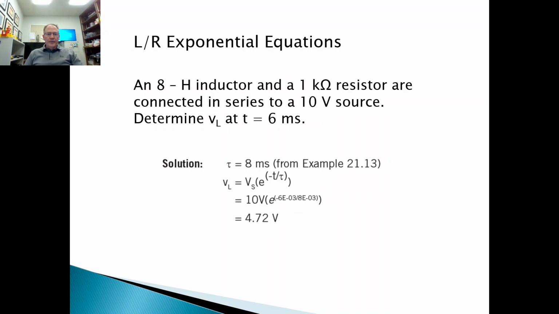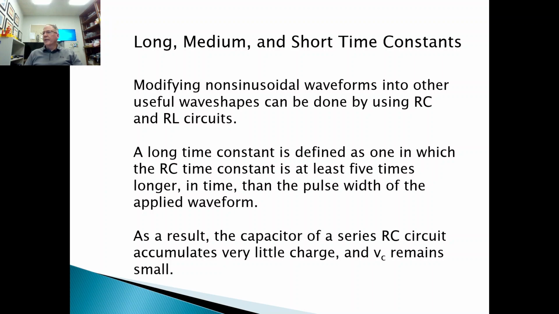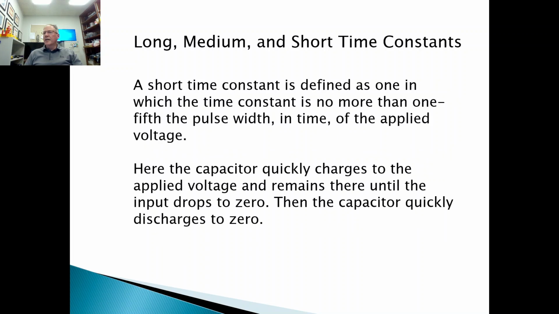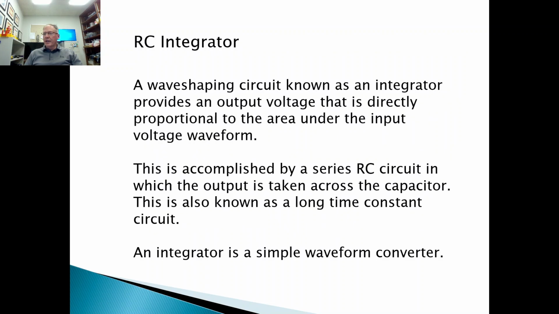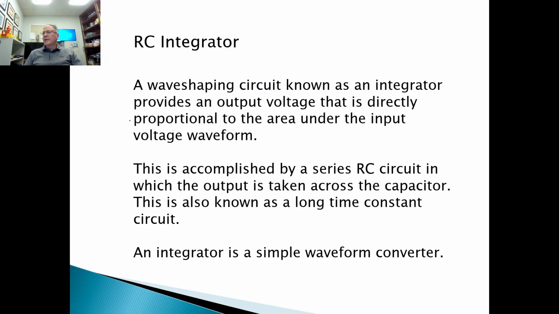So that's going to get us through chapter 21 here. And there are a couple of slides here right out of the book that talk about long, medium, and short time constants. It talks about the integrator. An integrator is used to wave shape. This is accomplished by a series RC circuit in which the output is taken across the capacitor, which is also known as a long time constant circuit, and that is what is used to convert waveforms.